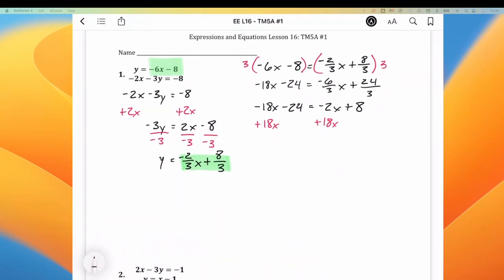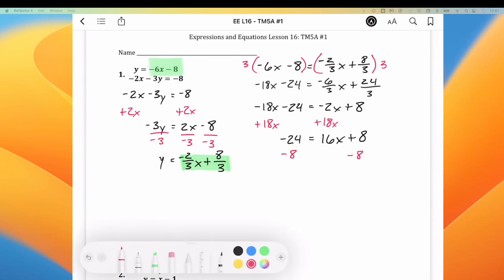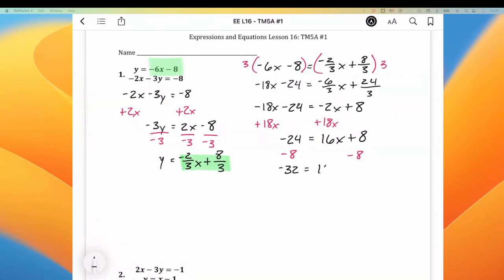There's lots of ways you could do it. You could have added 2x to both sides. You could have added 24, whatever you want to do at that point. As long as it's a good choice, it will work. And so we get 16x minus 24 equals 8. We're looking to get x by itself, so we do need to add 24. Then we're going to have negative 32 is equal to 16x. And so to get x by itself, we need to divide by 16. And we get negative 2 is equal to x.